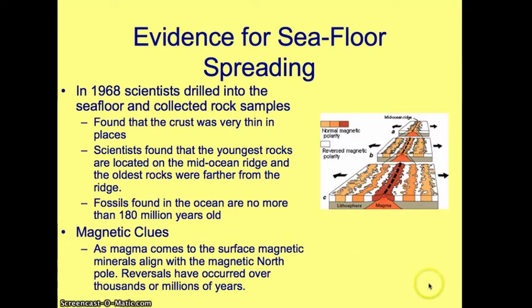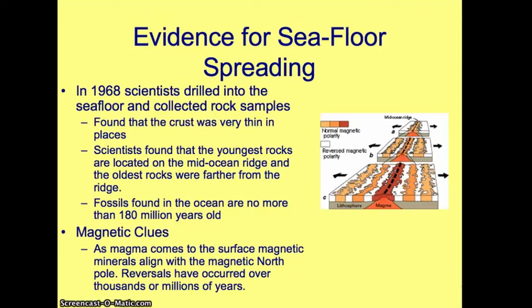The first one was rock samples. They found that the crust is very thin in places of oceanic crust. And they found that the youngest rocks are located at the mid-ocean ridge, and the oldest rocks were furthest from the ridge. When they took these samples, they found that no fossil was older than 180 million years old, which leads us to believe that none of the ocean crust is older than 180 million years old.